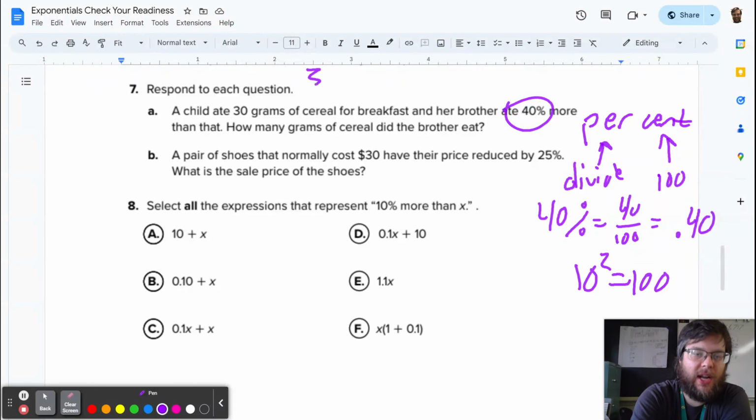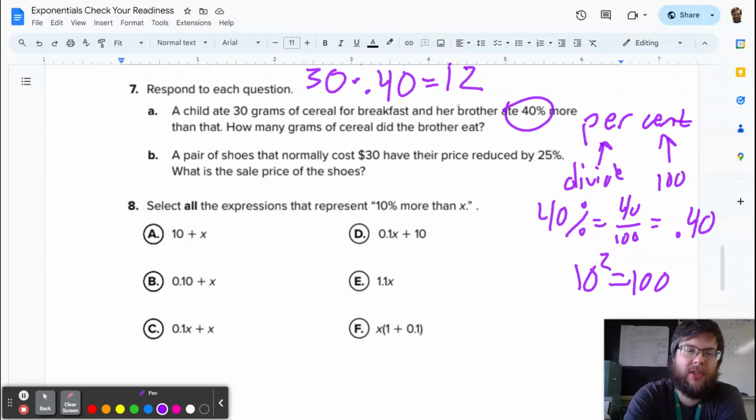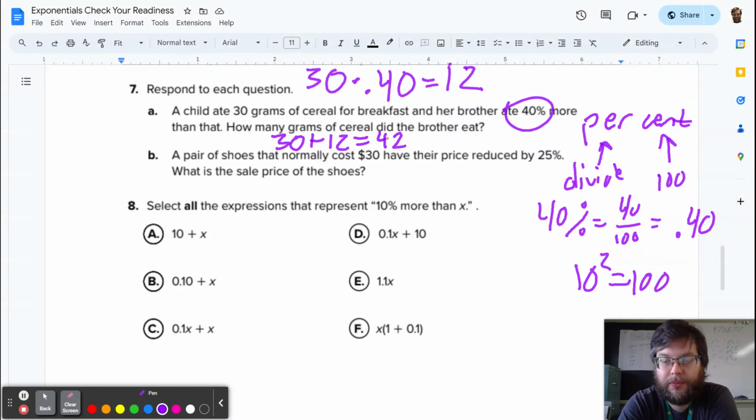So if your child ate 30 grams and the brother ate 40% more, I multiply by 0.40 and I get 12. Does that mean the brother ate 12 grams of cereal? Let's read it carefully. Child ate 30, brother ate 40% more. How many grams did the brother eat? The brother ate more. The brother ate 40% more. And so I have to do 30 plus 12 equals 42.